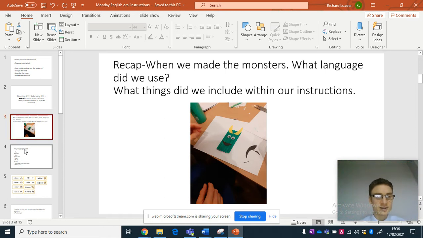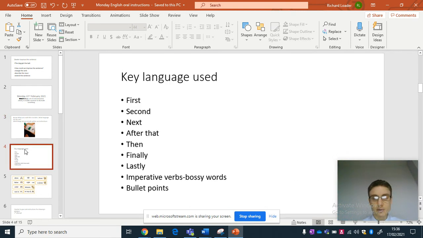Okay, these are some of the things that we did. We used this language. We used time connectives: first, second, next, after that, then, finally, lastly. And we included imperative verbs, didn't we? Bossy verbs like cut, put, take. And we also included bullet points for a list of things, didn't we?